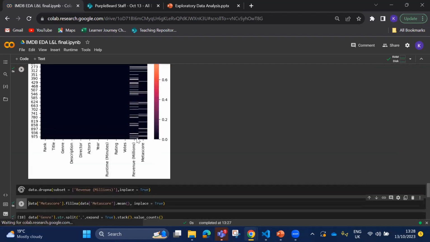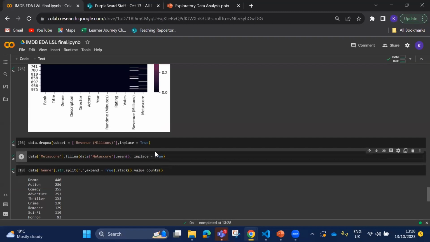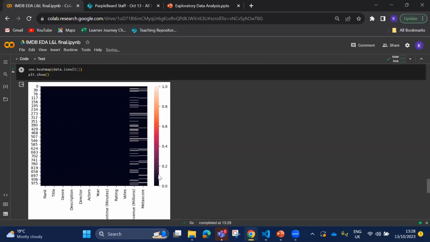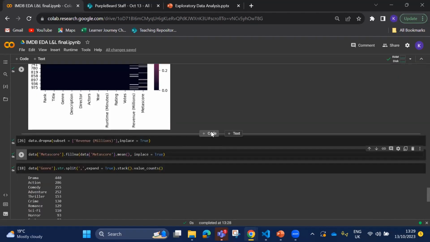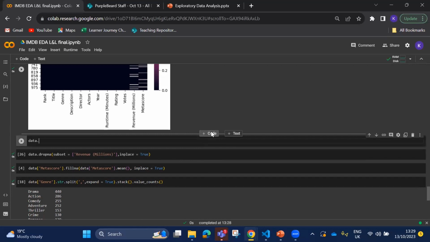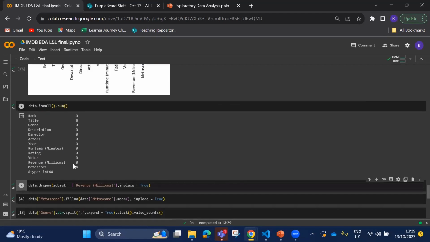That leaves me with some rows in the Metascore column which got deleted, because the value in the revenue column was also missing. But I'll still have some missing values if I check it again. So I have around 34 missing values for the Metascore column now. Previously, there were around 64 when we last saw.